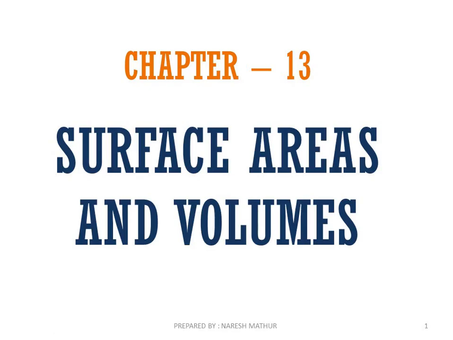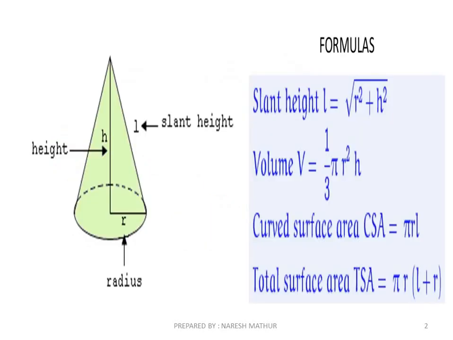Hello students, this is Naresh Mathur, and today in this video we are going to discuss exercise 13.7, which is based on volume of a cone. As we have discussed earlier, the volume of a cone is always 1/3 of the volume of a cylinder. That's why its formula is 1/3 pi r square h. So if we need to find the volume, we require the radius and height of the cone.